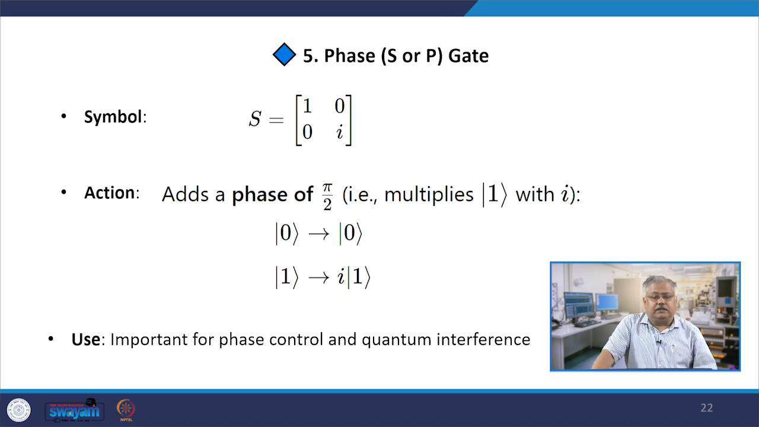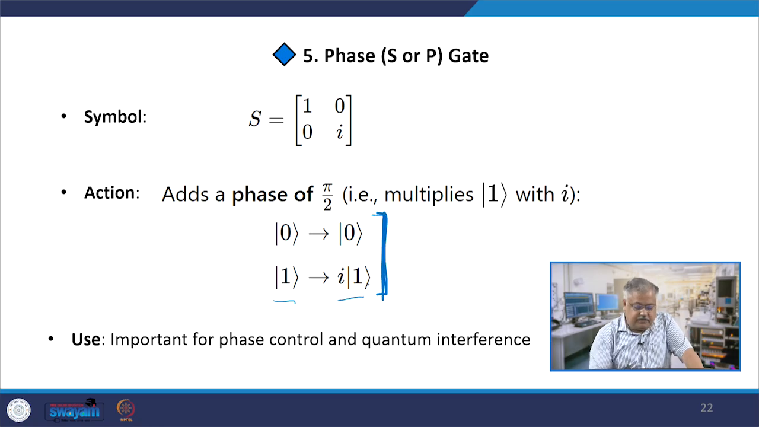Okay. Now, let us come to the S gate or P gate. The S gate has 1 and the complex quantity i on the principal diagonal and 0, 0 off it. What it does is add a phase of pi by 2, right. For example, it does not change the state of ket 0, but the ket 1 state is changed by a phase factor of pi by 2, right. It adds a phase to it, and it is used for quantum interference and phase control.